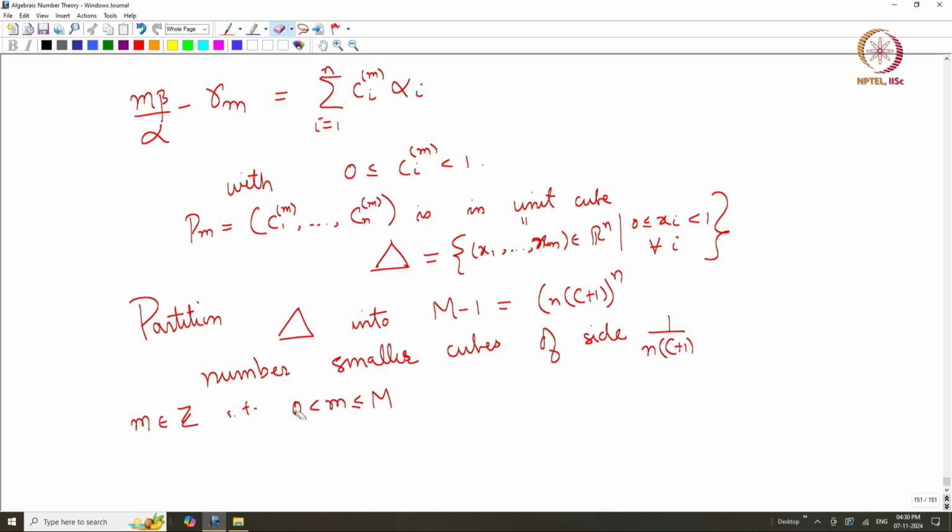So, maybe it is more elegant to write it as 1 less than or equal. So, there are m plus 1 of these. So, there are P1 up to Pm numbers in this unit cube delta, right. Those are my, I have defined Pi's like this. Okay. So, now there are m minus 1 cubes and m points. So, 2 of these points must lie in the same small cube, right.